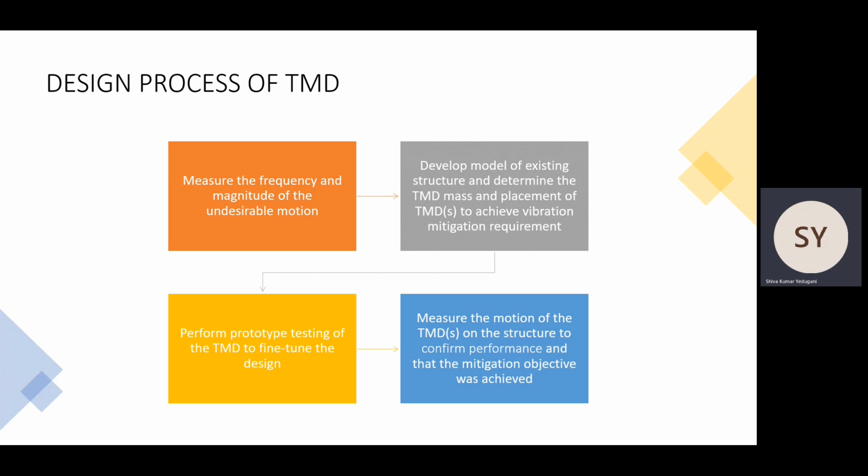Then coming to the next content, the design process of TMD. First, measure the frequency and the magnitude of the undesirable motion. Then develop a model of the existing structure and determine the TMD mass and placement of the TMD to achieve the vibration mitigation requirement. Then perform prototype testing of the TMD to find the tuned design. Then measure the motion of the structure with the TMD to confirm performance and that the mitigation objective was achieved.